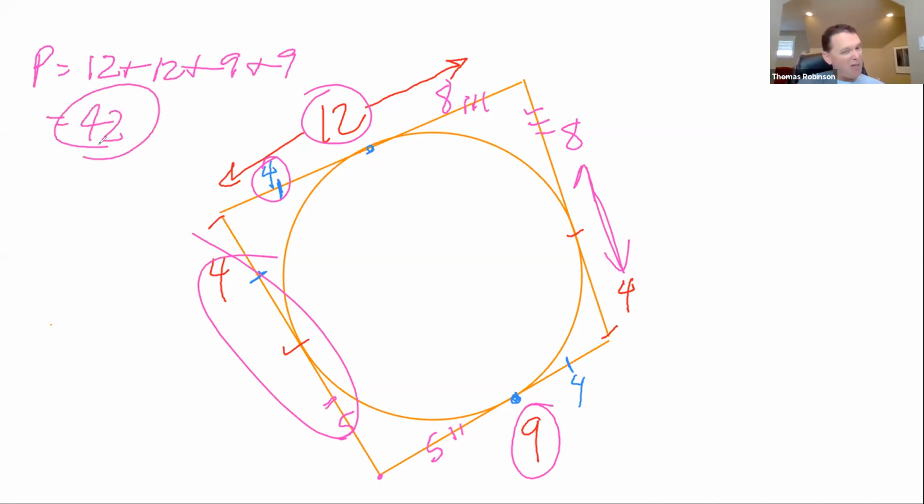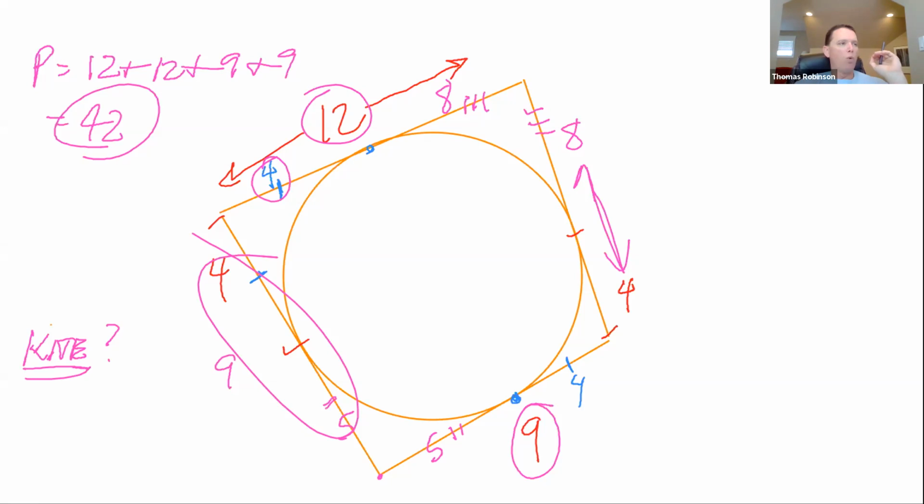We also get, if I'm not mistaken, a kite. What do you think about kites here? We have 9 and 9 here, and 12 and 12 there. I think we have a kite. Yeah.